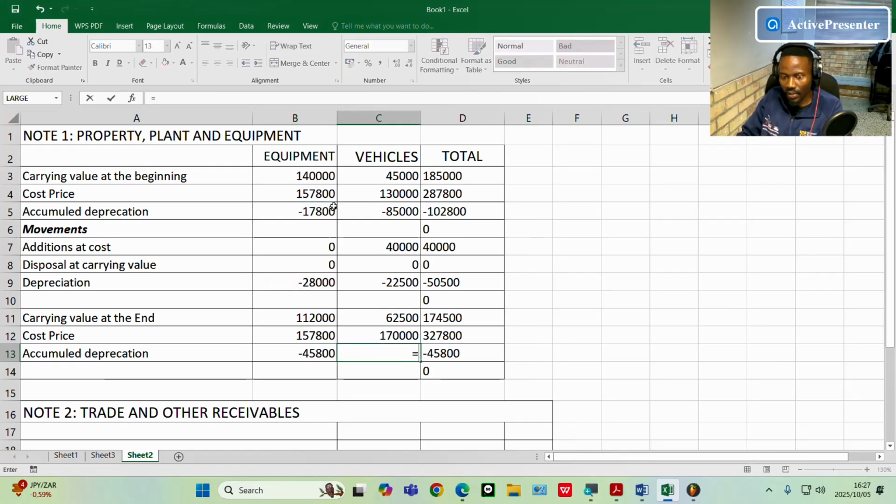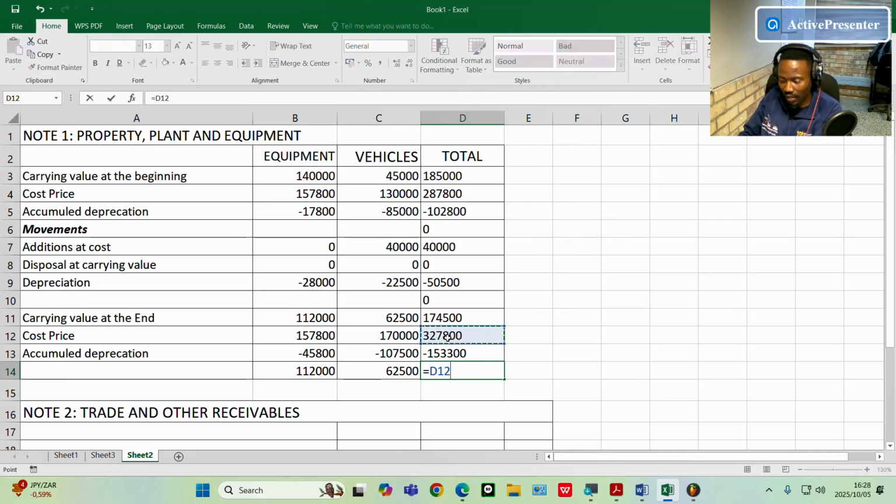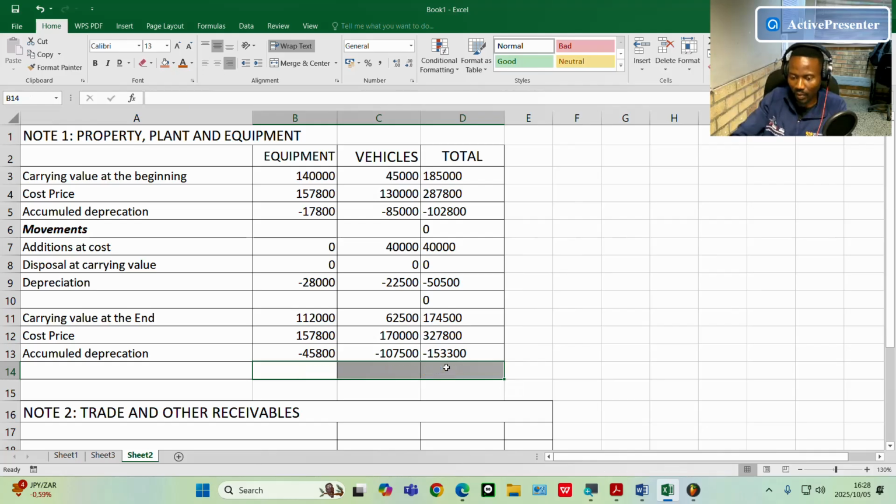Same here, you take the accumulated depreciation at the beginning, you add the depreciation that you calculated. So in order for me to check this amount is right, if I take the cost price at the end minus accumulated depreciation, I should get the same amount. So let's just check. Yes, it is the same amount. Even here, yes, it is the same amount. So this was just a check, guys. We basically don't need it.